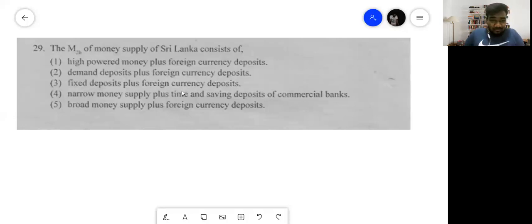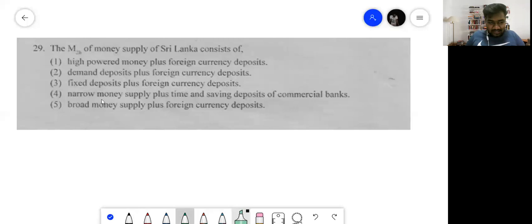Okay, high-powered money plus foreign currency deposits, there is nothing like that. There is no money supply definition of that. Demand deposits plus foreign currency deposits, again, is a little incomplete, right? You don't have a proper thing there. Fixed deposits plus foreign currency deposits, again, nothing like that. Okay. Narrow money supply plus time and savings deposits.